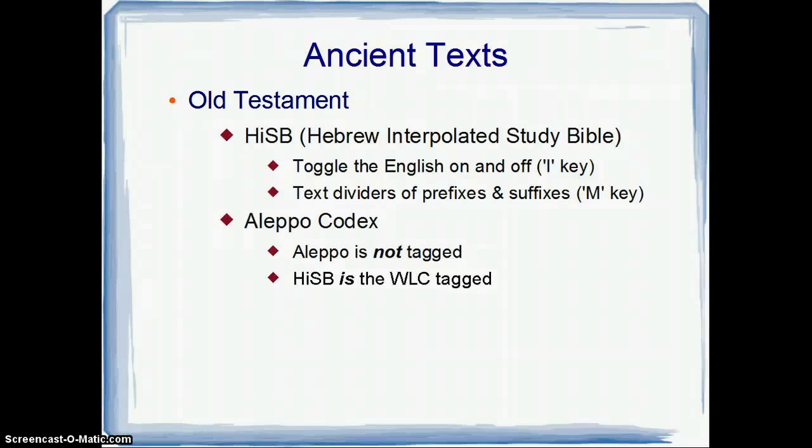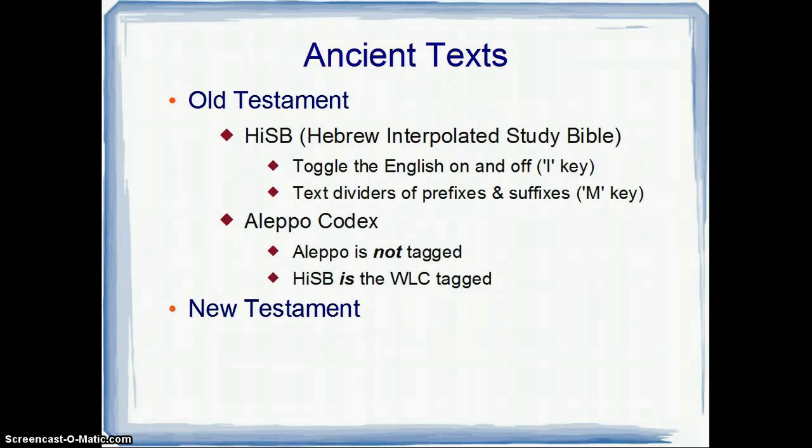And then there's also what's called the WLC, the West Leningrad Codex. Now, if you already have the HISB, then you don't need the West Leningrad Codex, because the HISB is the West Leningrad Codex tagged. So if you download the HISB, that should really be the only actual Hebrew Bible you will need for studying in the Word, unless you just want to download another Hebrew Bible, just for the heck of it. So the only one for the Old Testament I would recommend is the HISB.